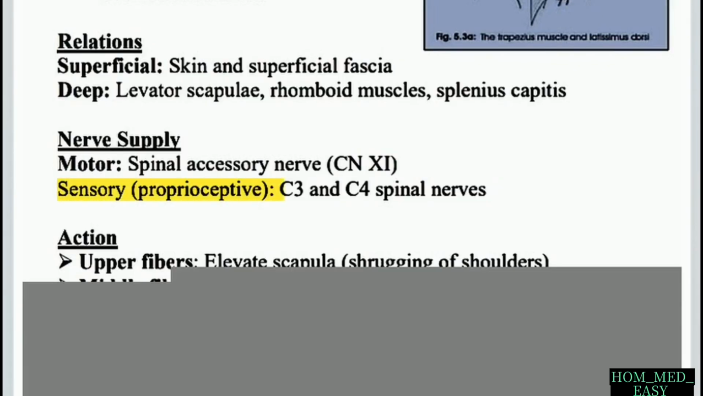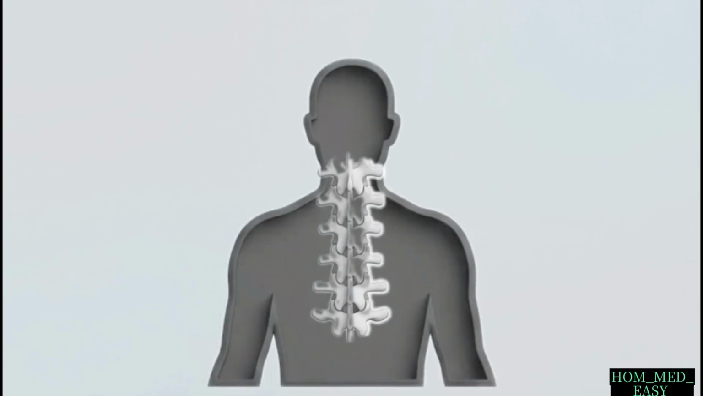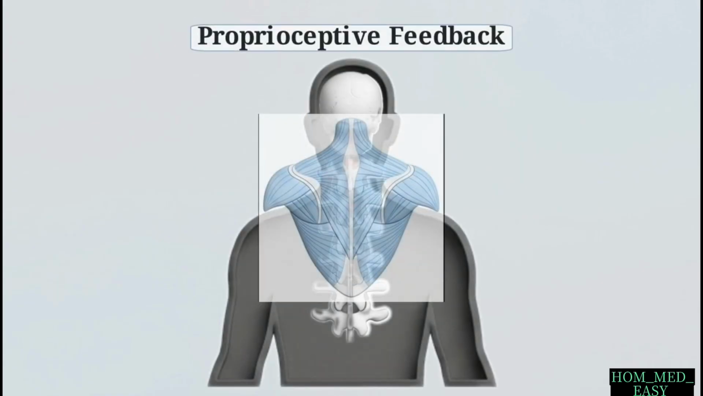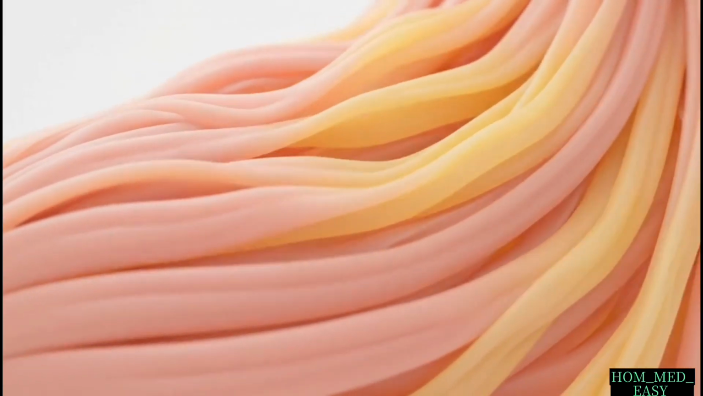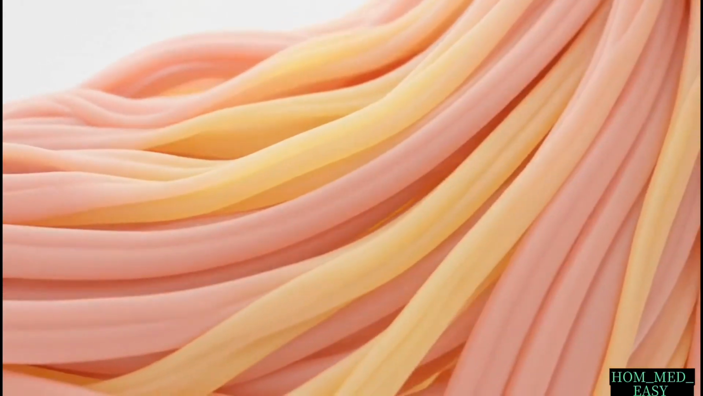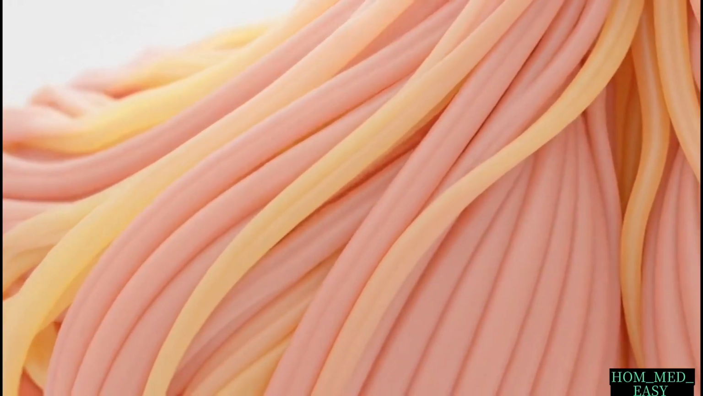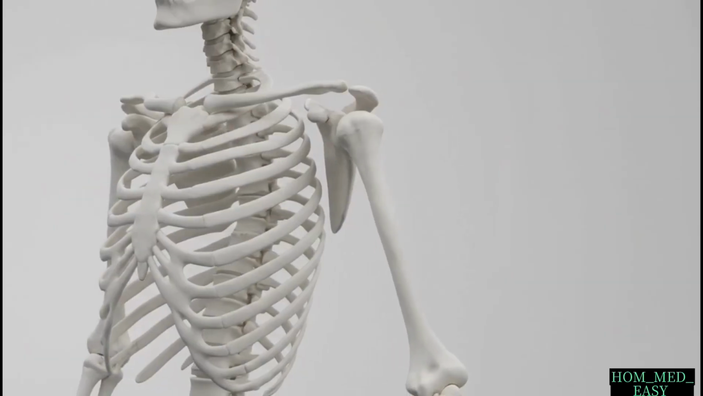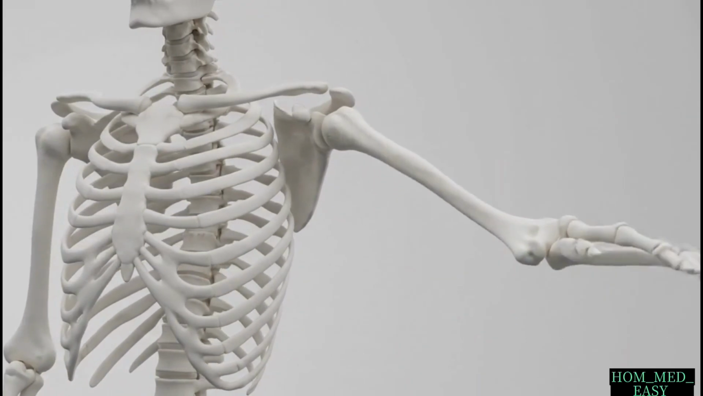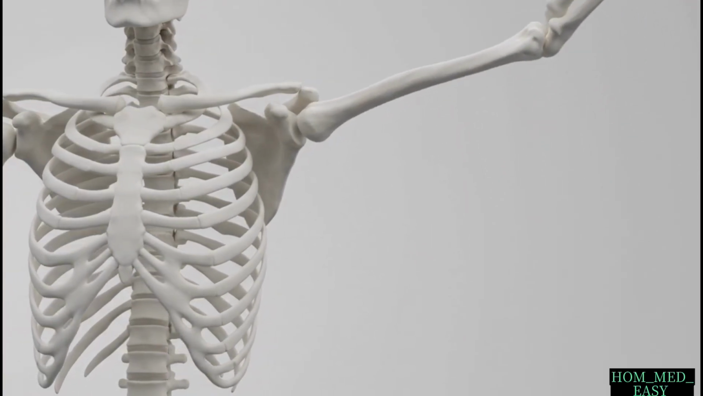But this requires a sensory pathway to return data, fed by C3 and C4 spinal nerves. This is proprioceptive feedback. It provides the brain with a vital, continuous data stream regarding the precise tension and spatial position of the muscle fibers in real time. Flawless scapular stabilization requires this closed-loop system, continuous, high-fidelity tension data instantly guiding the powerful motor output of cranial nerve 11.